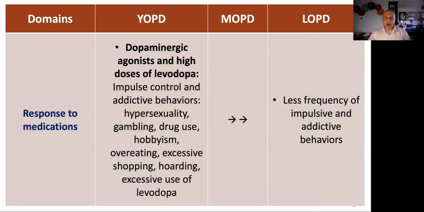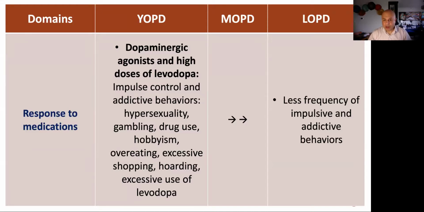In young onset Parkinson's disease people, impulse control and addictive behaviors are very common with dopaminergic agonists compared to late onset folks. Hypersexuality, gambling, drug use, hobbyism, overeating, excessive shopping, hoarding, and then excessive use of the medication itself. You're using medication because you want it, not necessarily because you need it. It's addiction to levodopa, called dopamine dysregulation syndrome. Universally, I have seen it more common in people with young onset Parkinson's disease.